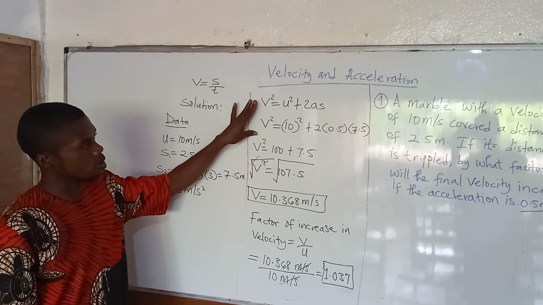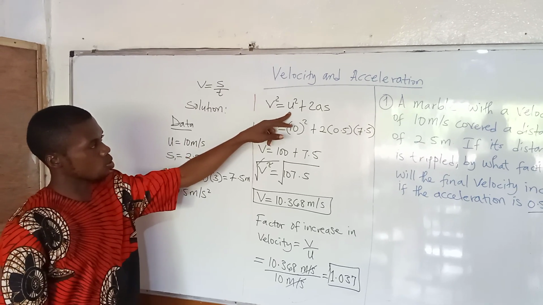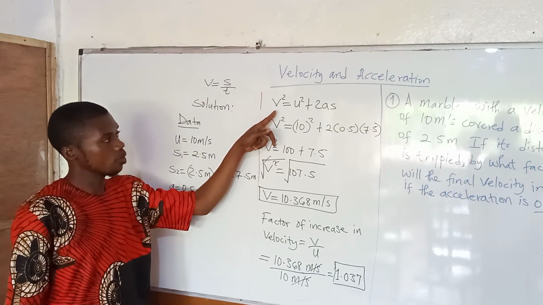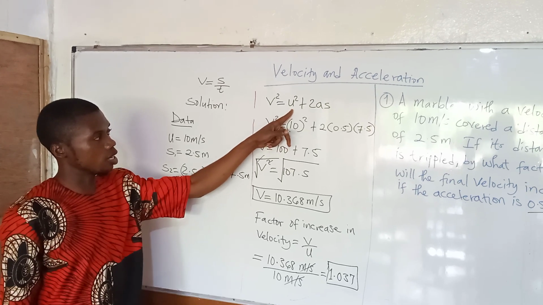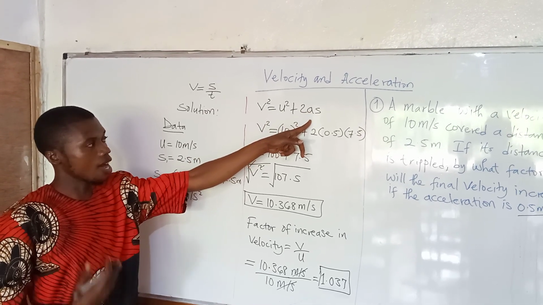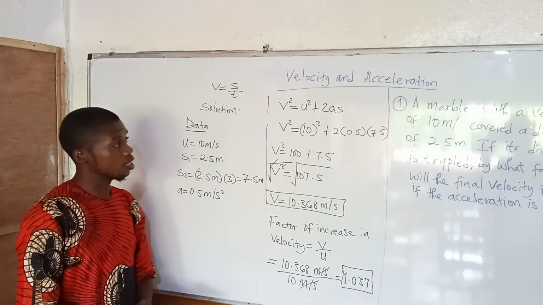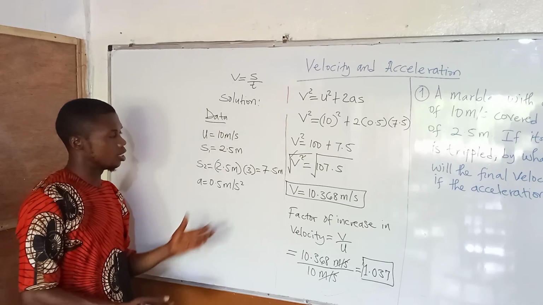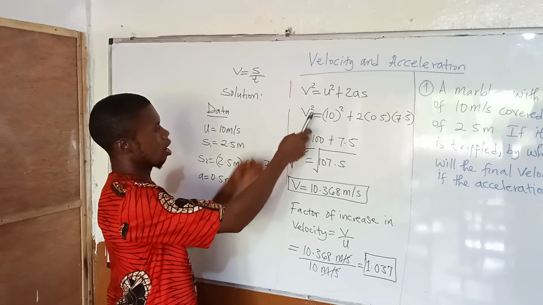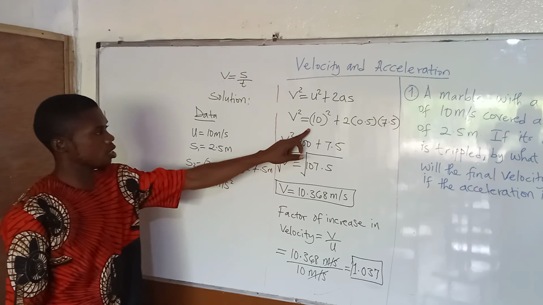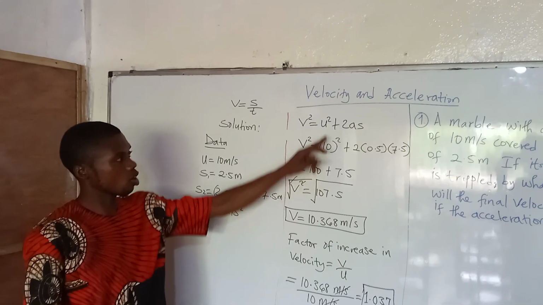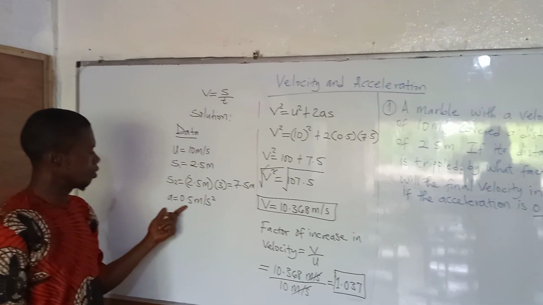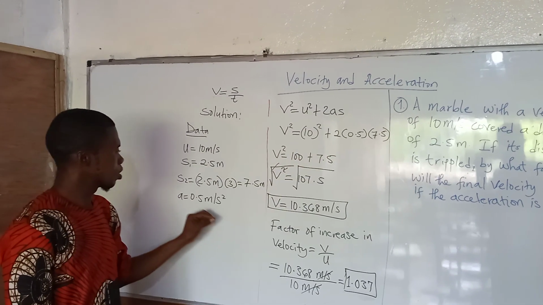This is the third equation of motion, which says v squared equals u squared plus 2as. We're going to use v for final velocity and u for initial velocity. The a here represents acceleration, and of course the s represents displacement. The next thing we do is plug in the values. So we have v squared equals the initial velocity, 10 meters per second, squared, plus 2 times the acceleration, 0.5, multiplied by the distance.